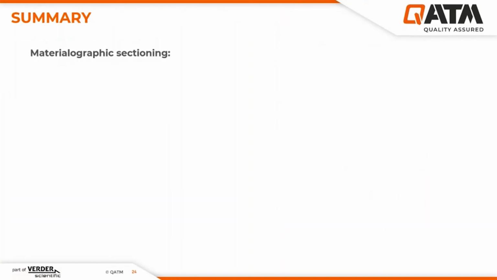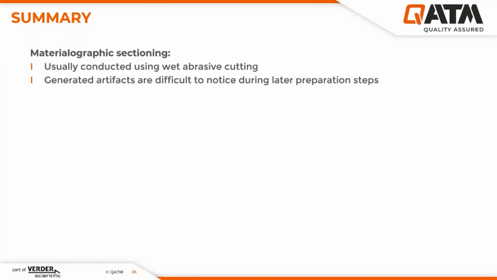With this, we have already reached the end of my presentation, and I would like to summarize what you should take home with you. Let's talk about general rules of materialographic sectioning. Usually, materialographic sectioning for laboratory applications is done by applying wet abrasive cutting. Also, artifacts generated during this step in the materialographic workflow are quite difficult to notice during the later preparation steps. Therefore, you have to take care that you apply the right consumables and parameters, because otherwise you may introduce a systematic error in your system and you will, of course, never notice it.